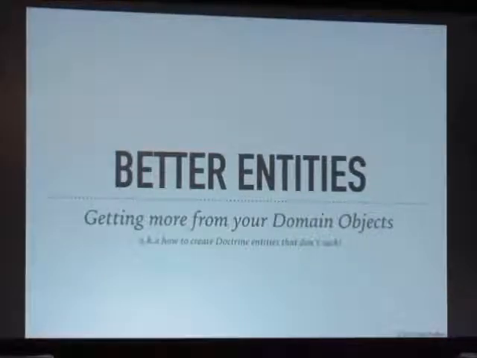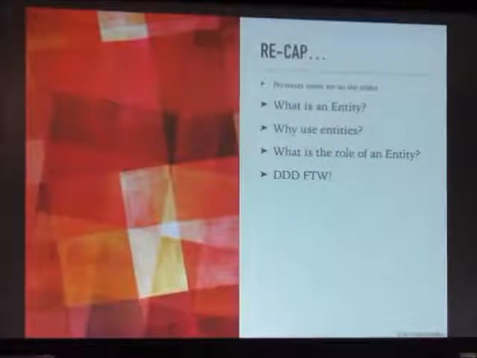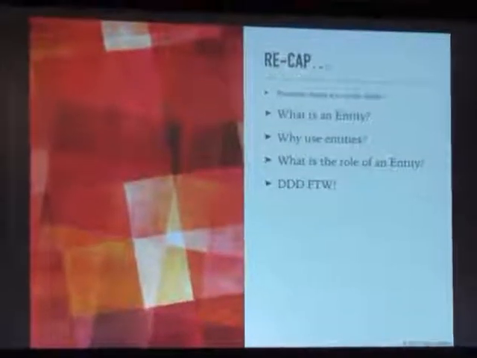So the first thing to do is just a quick recap about what an entity is, why we would use them, and what the role of an entity is. Basically, an entity is a thing that has a continuous thread of identity within your application. So its properties might change, but the thing which identifies it does not change. If you think about a person, a person's name can change. Their age obviously changes every year. You can, strictly speaking, change your date of birth if you really want.